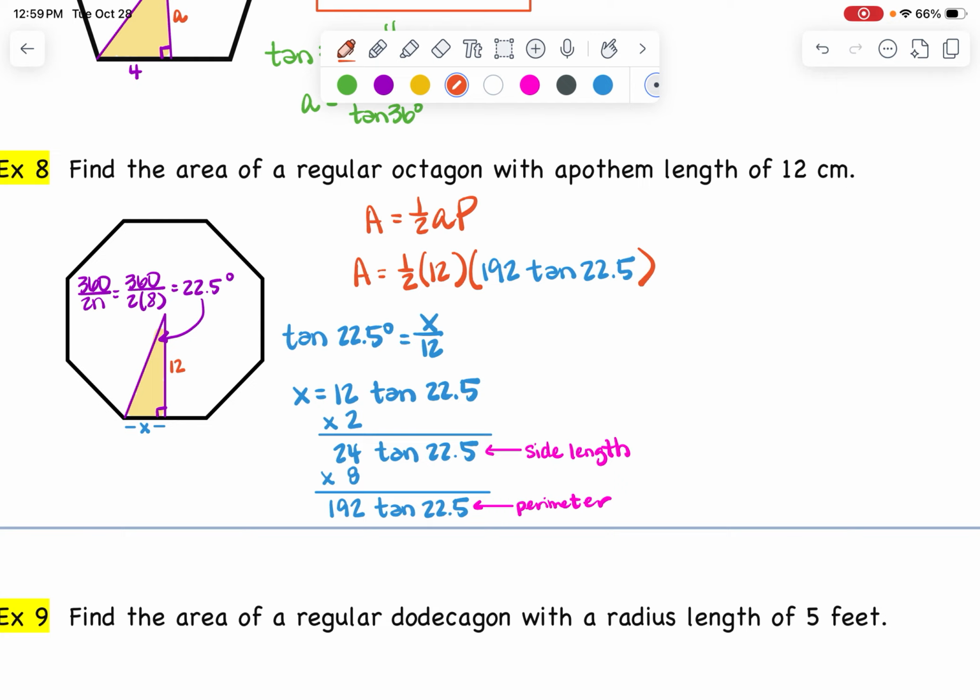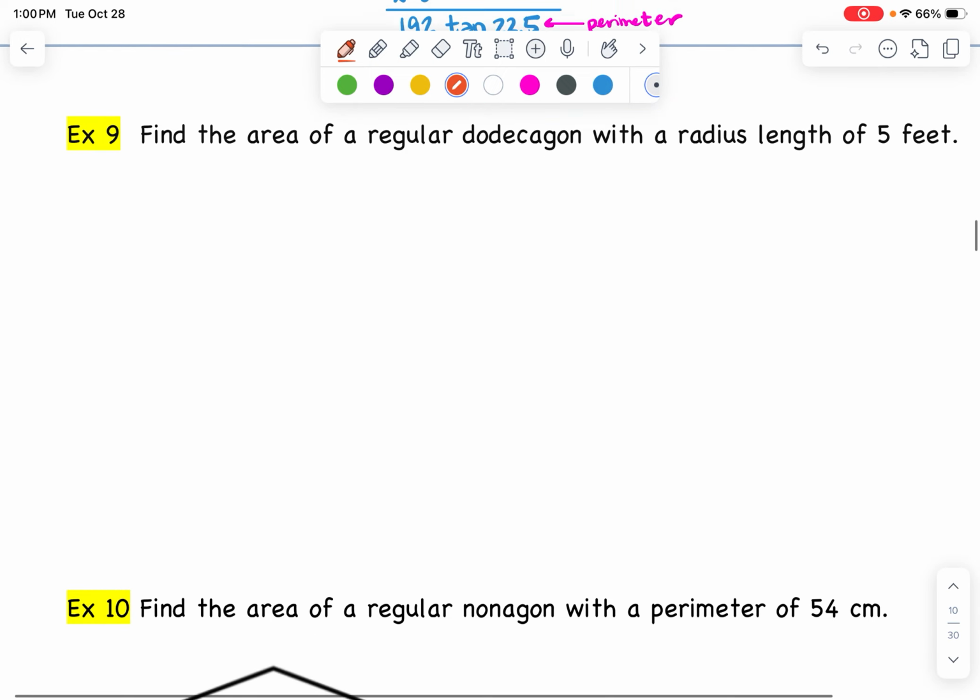Awesome. Now I just have to chunk all that in my calculator and round to the nearest tenth. So 0.5 times 12, which is obviously 6, times 192 tan 22.5. And I'm getting 477.2-ish square centimeters would be my units on there. All right. I'm really hoping this is making sense to everybody. All right, let's go do another one. We're almost done.